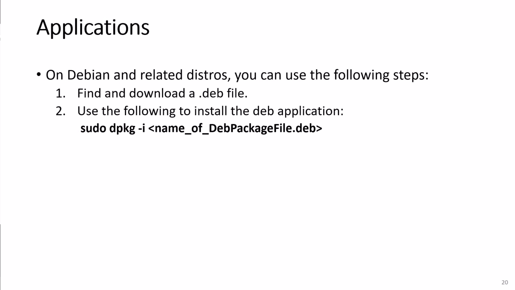On Debian and related distros, you can use the following steps. Find and download a deb file. Use the following to install the deb application: sudo dpkg -i and then the name of the deb package file.deb.